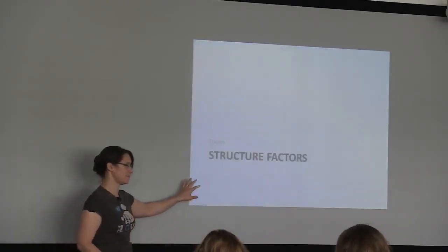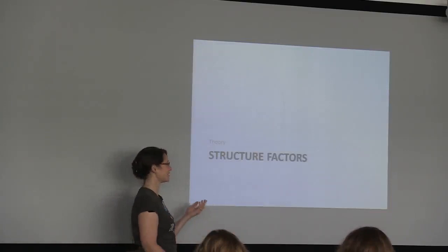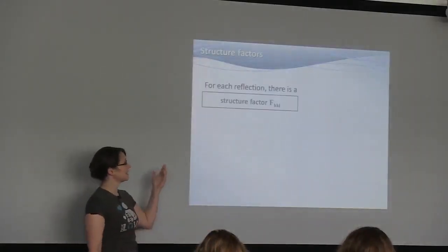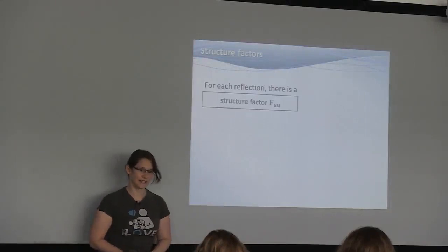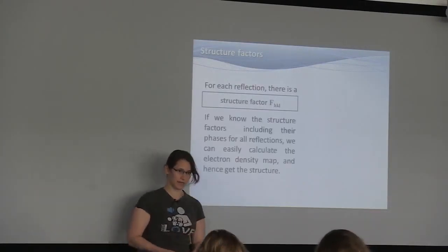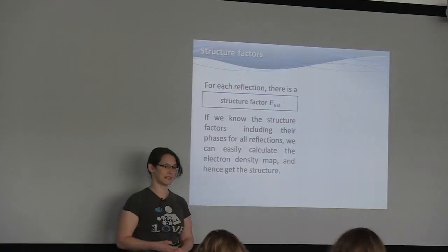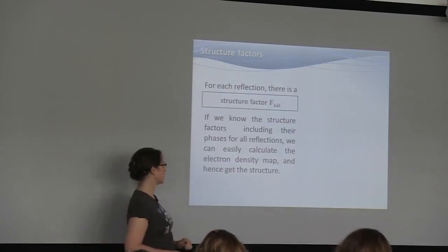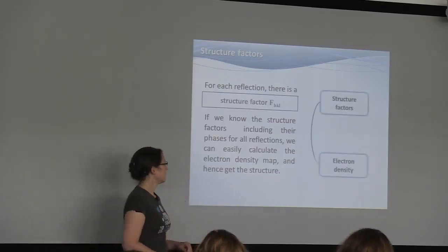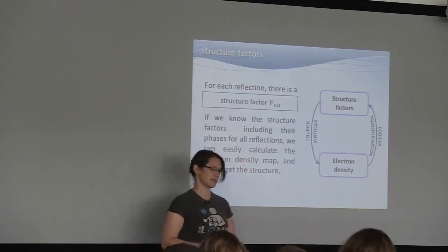But first, let's talk about some basics. For some of you, these might be things you know, but I like to start at the very, very fundamentals. For every reflection, there is a structure factor, F_HKL. HKL tells me where in the reciprocal lattice it is. If I know all the structure factors, including the phases, for my structure, I can calculate the electron density map and hence also fit a model into it and get the structure. Between the structure factors and the electron density, we can translate by using Fourier transform and Fourier synthesis.